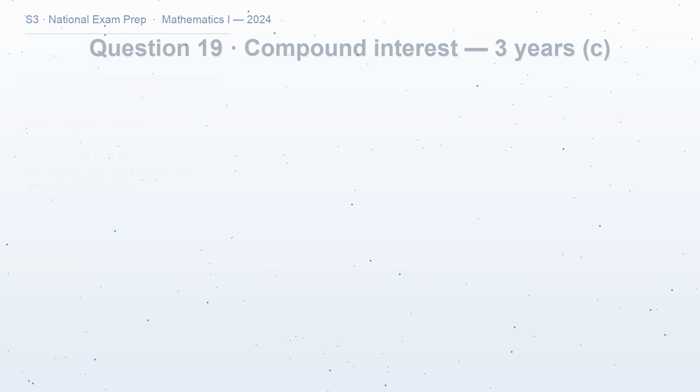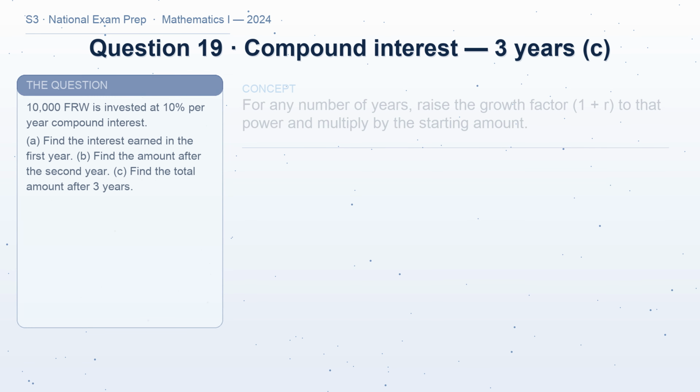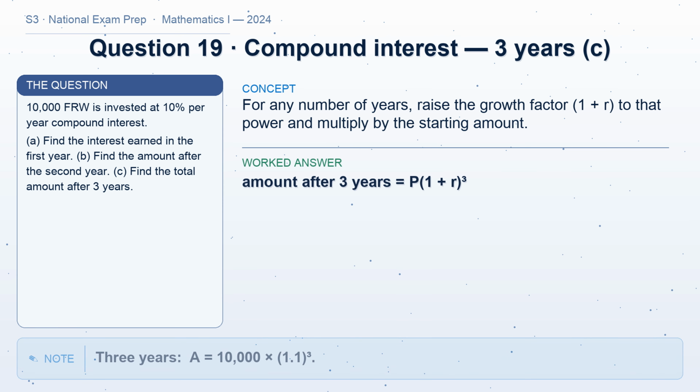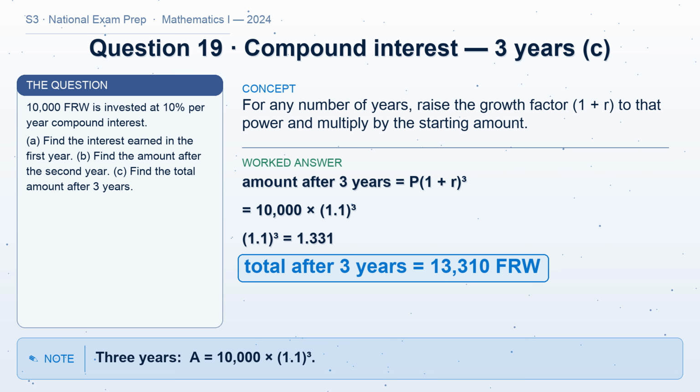Question 19, part C. Find the total amount after 3 years. For any number of years, we raise the growth factor, 1 plus the rate, to that power. So after 3 years, the amount is 10,000 times 1.1 cubed. 1.1 cubed is 1.331. Multiplying 10,000 times 1.331, the total after 3 years is 13,310 francs.